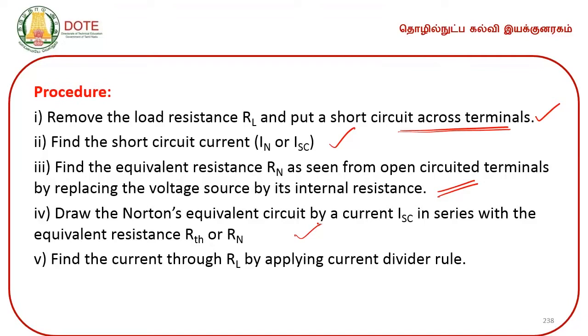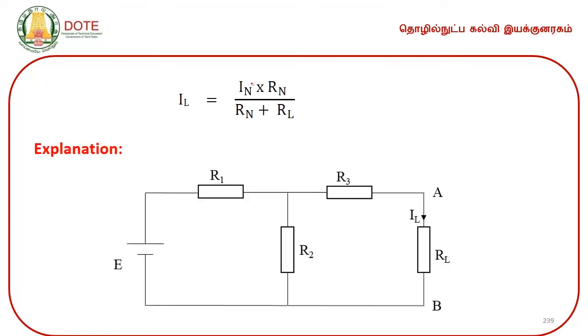In Norton's equivalent, you will be keeping a current source ISC parallel to the equivalent resistance or Thevenin's resistance. When you compare this with Thevenin's theorem, there you will have open circuit voltage connected in series with the Thevenin's resistance. So, that is the only difference. And finally, find the current through RL by applying current division rule. So, this is total current, opposite arm resistance and then total resistance.